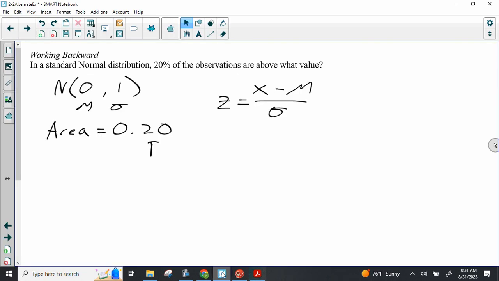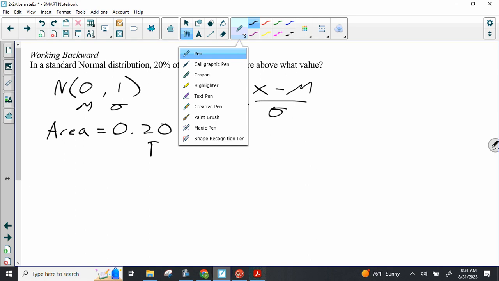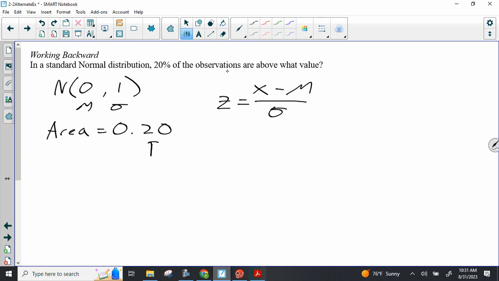So now we got it. Negative 0.804 equals x minus my mean, which is 0. That'll be easy. Divided by 1.